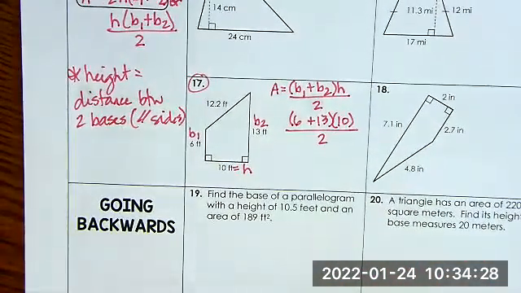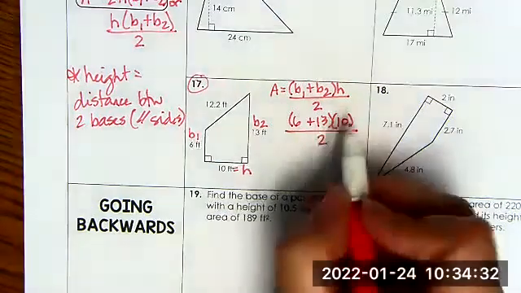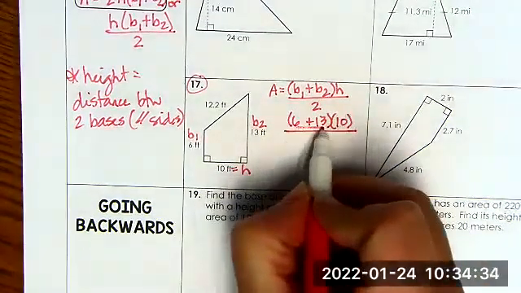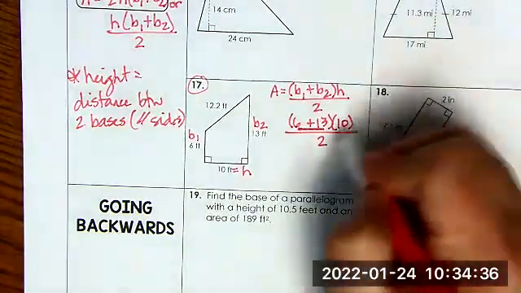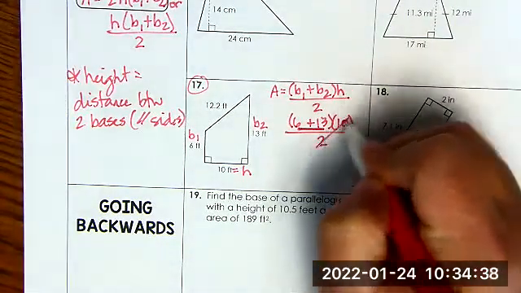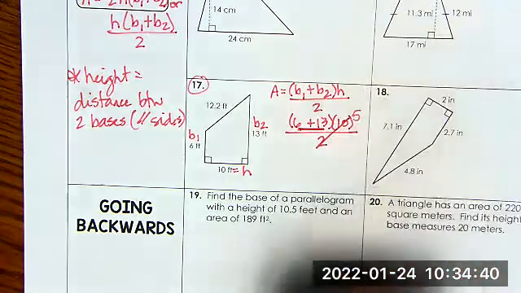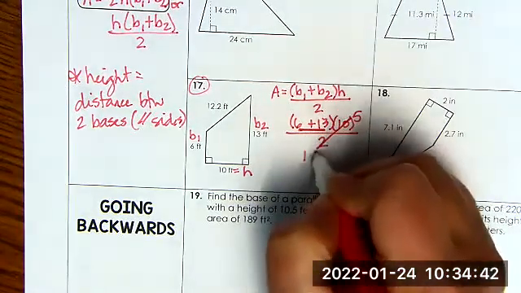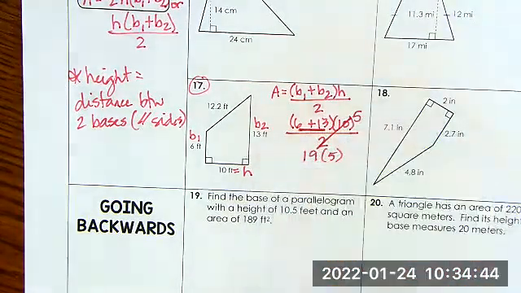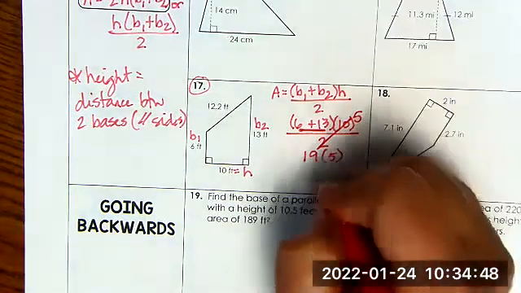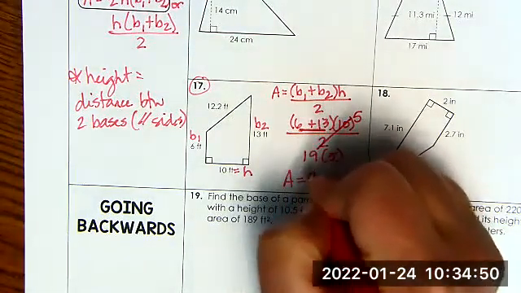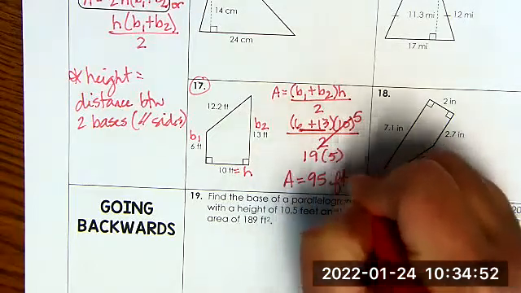Now, what I can see right here is I can do multiple things at one step. I can do the 6 plus 13, but I can also do 10 divided by 2, which is 5, which then that's going to give me 19 times 5, which equals 95 feet squared.